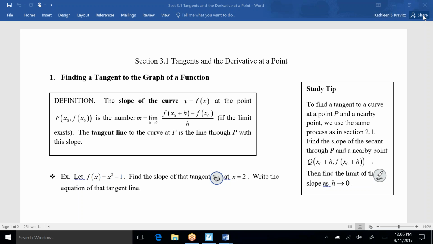So here's our definition. The slope of a curve at a point, x sub 0 comma f of x sub 0, is going to be the number m. So m is going to be our slope. We're still doing the same thing, the rise over the run, or the change of the y's divided by the change of the x's. But now we're saying that we're taking the limit as h gets really small. We were doing that before, we just didn't say it's the limit. And the tangent line to the curve at P is the line through P that has this slope.